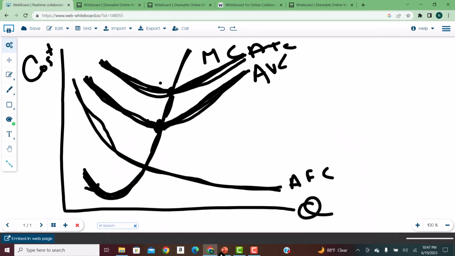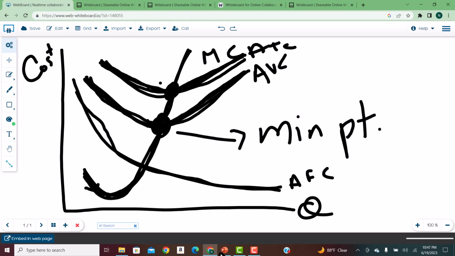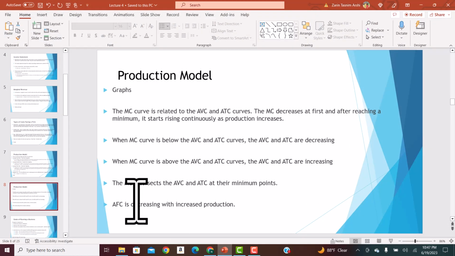Also, the marginal cost curve will intersect the average variable cost and average total cost at the minimum point of the average variable cost curve or average total cost curve. So these are the minimum points of the curves where the marginal cost curve will intersect with the average variable cost curve and the average total cost curve. Average fixed cost is always decreasing even with increased production.